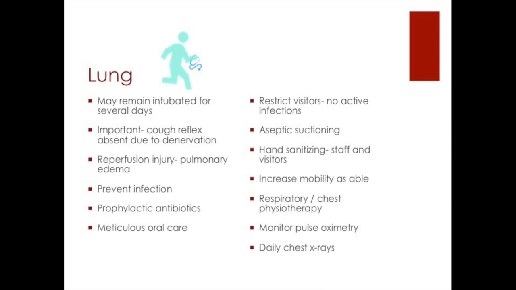Preventing infection in these patients is a primary nursing goal. Think about it. Your lungs are always exposed to the outside world. You're constantly breathing your air in and out. Unlike other organs, they're not protected on the inside of your body. Prophylactic antibiotics may be ordered, so you're going to give those. Give meticulous mouth care. Make sure to restrict visitors. Nobody with an active infection should be near these patients. When you suction, it's got to be with strict aseptic technique. Of course, as we know, hand sanitizing and hand washing, all staff and visitors must comply with that.